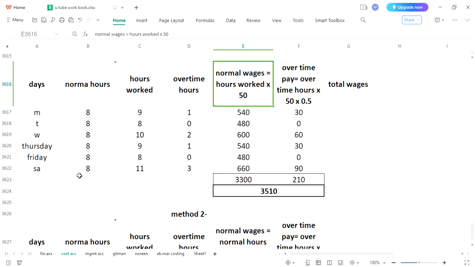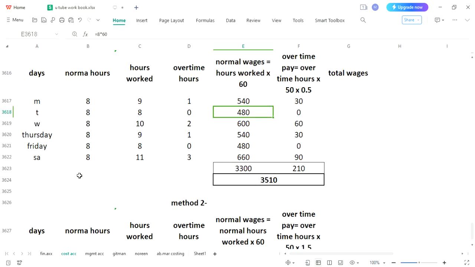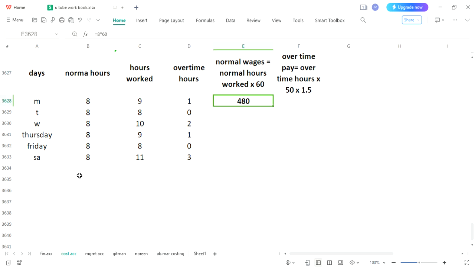And have we changed it in method number 1? Let's change it as well. Per hour rate was 64. Second person, and the name of the second person was Bashir. For Bashir, 60 was the normal hour rate. As you can see, normal 60 was the per hour rate. Normal hours are 8 for all the days. It means payment for Monday, Tuesday, Wednesday, Thursday, Friday would be similar.